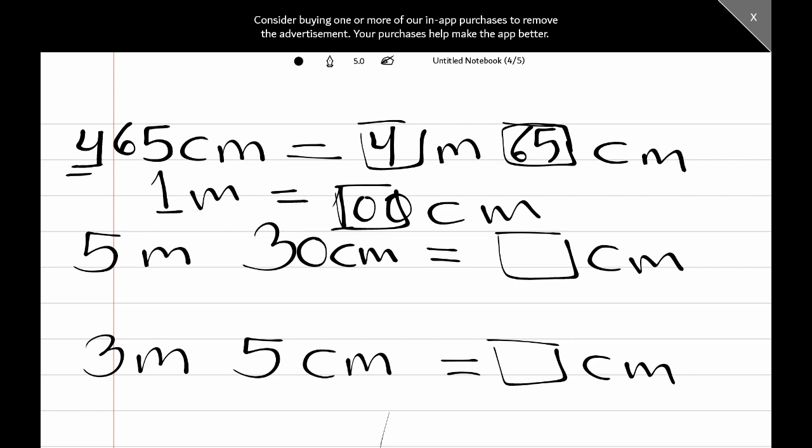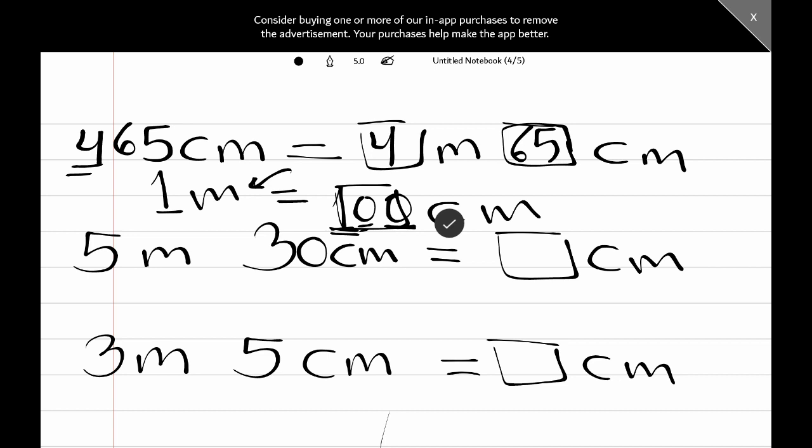Now notice here that for 1 meter, in the hundreds place we put 1 because it is 1 meter. In the tens and ones place are zeros because there's no fraction in centimeters here. There's no centimeters here. So we just put zeros, right?